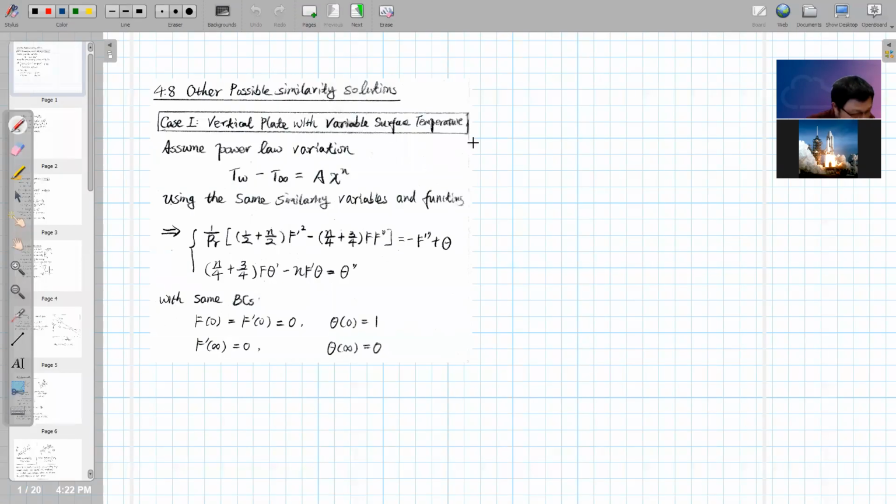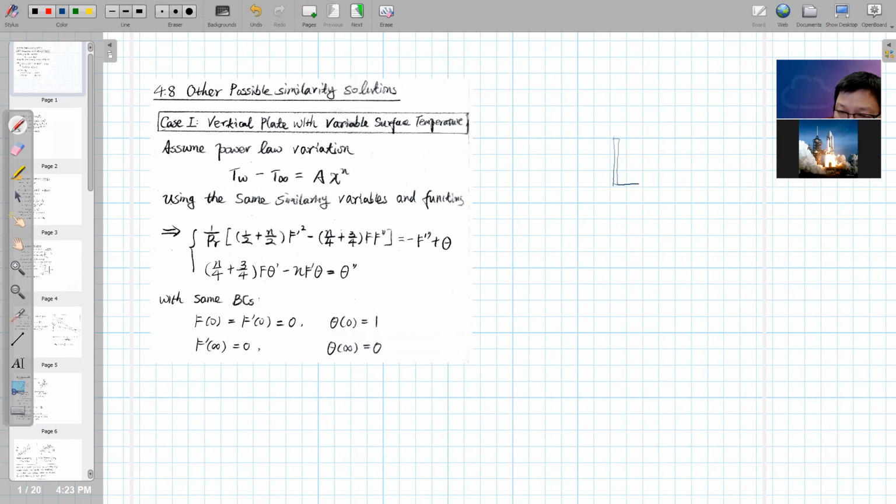Okay, so there are also other situations where it's possible to obtain the similarity solution for natural convection. One case is when you have vertical plates, but the plate is not either isothermal or iso heat flux. Maybe the plate can have a variable surface temperature. One case is we can assume that along this vertical plate here.